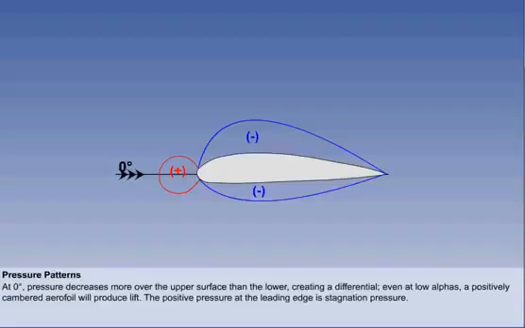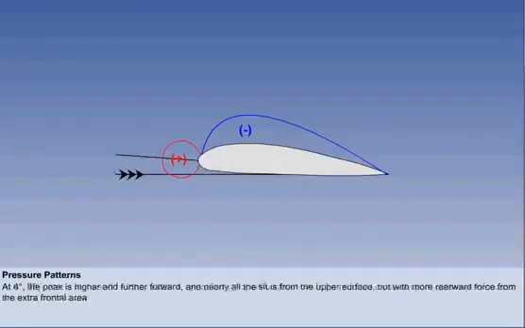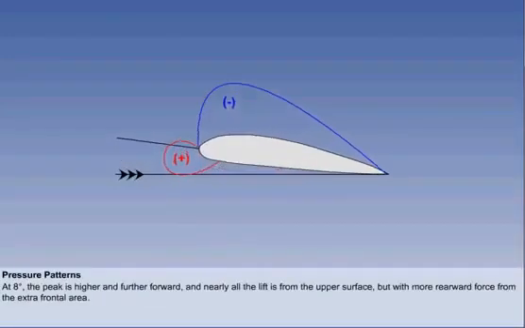As angle of attack is increased, here to around 4 degrees, the lift force is increased because of the greater acceleration of the upper surface flow in the reduced cross-sectional area of the local stream tube. The low pressure peak moves forward as the angle of attack increases. At 8 degrees, the peak is higher and further forward, and nearly all the lift is from the upper surface. But the increased frontal area means that stagnation pressure is adding to the rearward force.